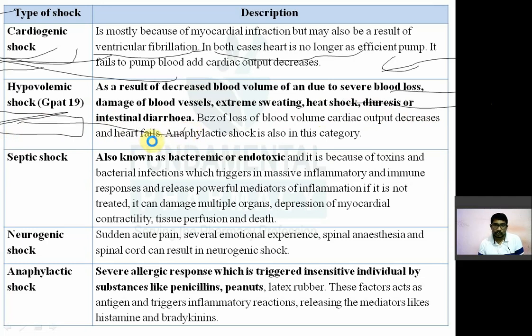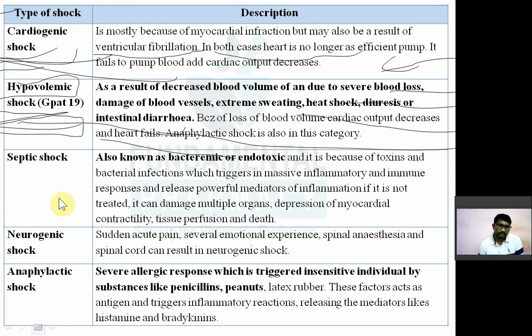So that leads to a decrease in the blood volume and is known as hypovolemic shock. Because of blood loss, blood volume decreases, the decrease in blood volume decreases the cardiac output and the heart will fail. This is known as hypovolemic shock. This was a question in GPAT 2019. You can go and check the paper. Now anaphylactic shock also comes under this category.